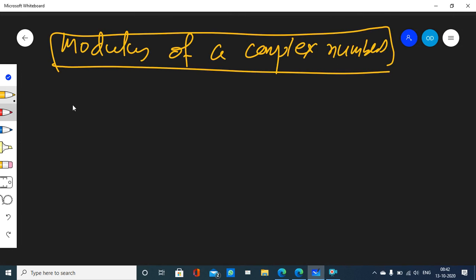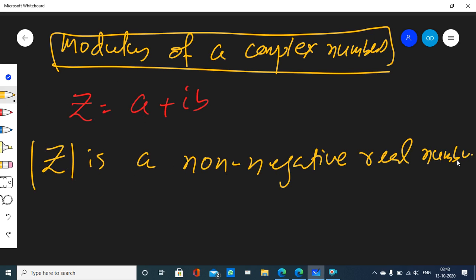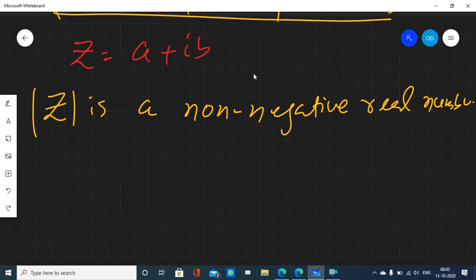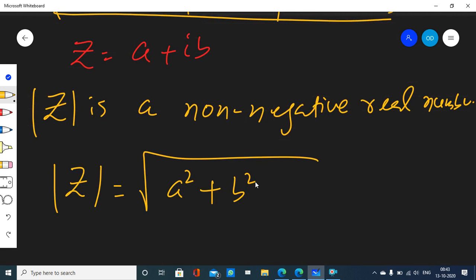So suppose Z is a complex number. Z is equal to a plus ib. Z is our complex number. Then mod of Z, which is denoted like this, modulus of Z is a non-negative real number. Remember, modulus of Z is a non-negative real number. Modulus of Z is obtained as the square root of a squared plus b squared.